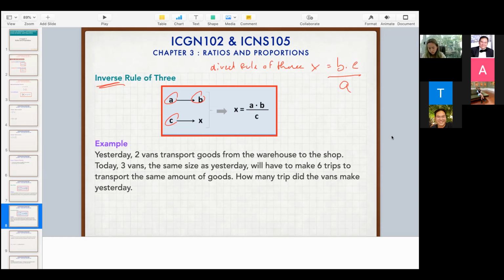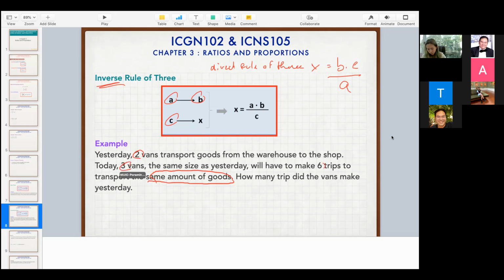Yesterday 2 vans transported goods from the warehouse to the shop. Today 3 vans, the same size as yesterday, have to take 6 trips to transport the same amount of goods. How many trips did the vans make yesterday? The keyword that tells you this is the inverse rule of three is that you have the same amount of goods, but the difference is the number of vans.